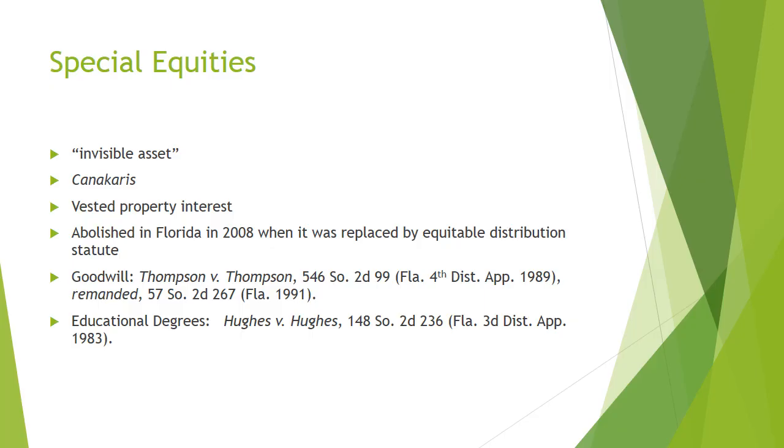The unequal distribution authorized in the 1988 statute, that's the one that says it can be an unequal distribution, replaced that special equity function. It didn't abolish it, but it said we can have an unequal distribution. But this special equity thing kept persisting, and Canacaris changed that, and then the legislature finally abolished it.